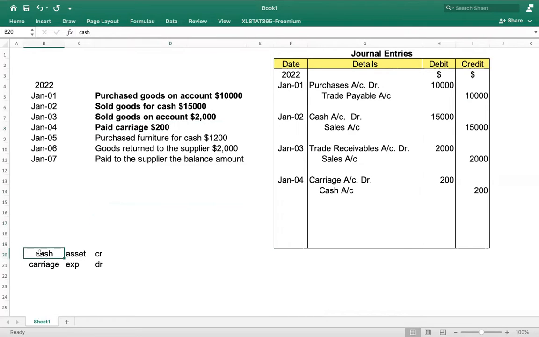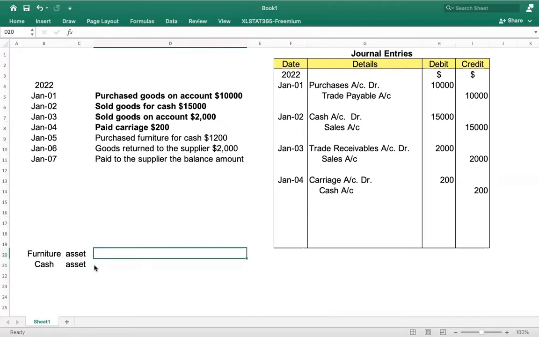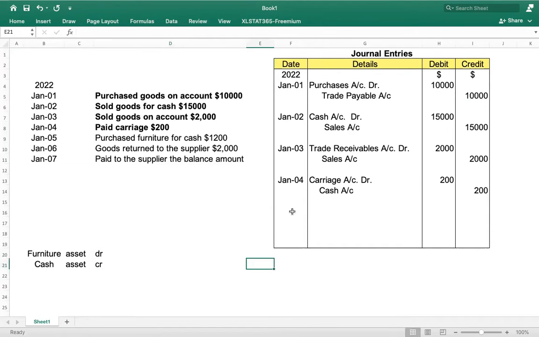Now the fifth, tell me. Fifth is furniture and cash. Both are asset, because we are not going to use them for personal use, for business use only. Furniture is increasing, cash is decreasing. Increase in asset is debit, decrease in asset is credit. So Jan 5th, first I will record the debit item. Furniture account debit. Next line, leave some space, cash account. Amount is 1200. Done.